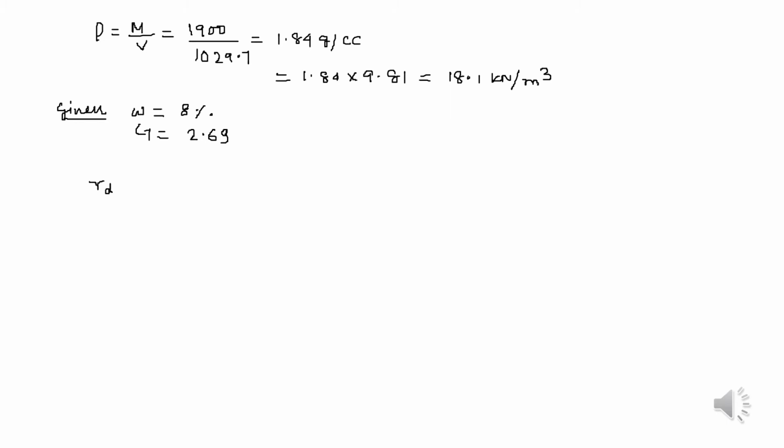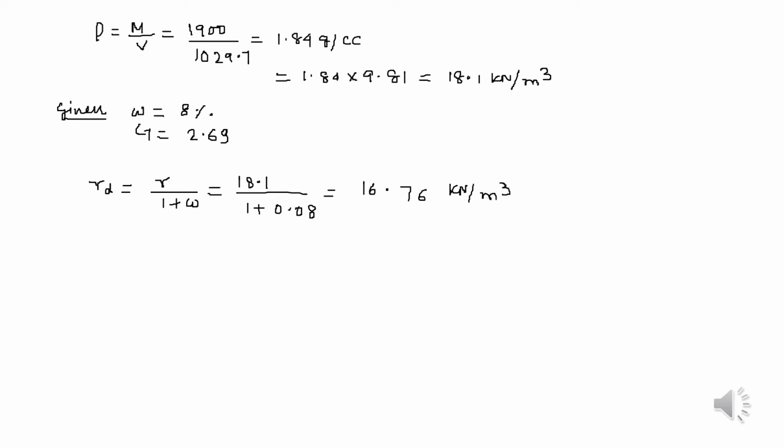Let's recall the relationship between dry unit weight and unit weight of the sample through the water content. So the unit weight we have already found out is 18.1 divided by 1 plus the water content of the sample, which is 8%, so 0.08. So my answer comes as 16.7 kilonewton per meter cube.